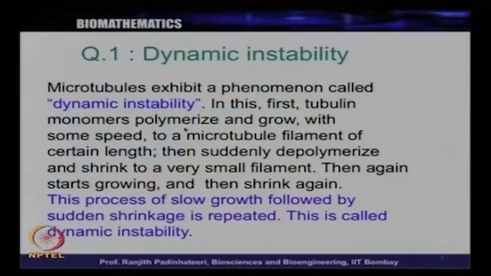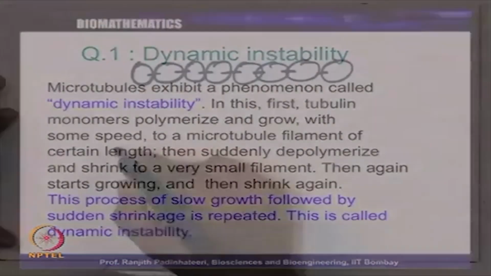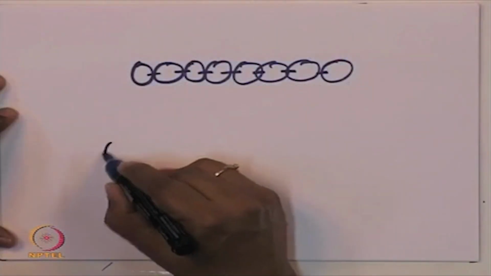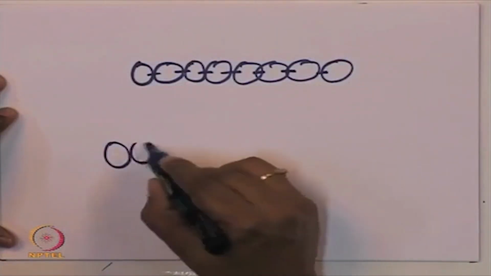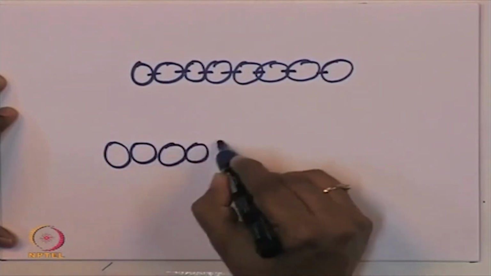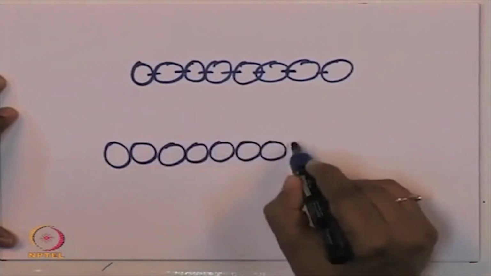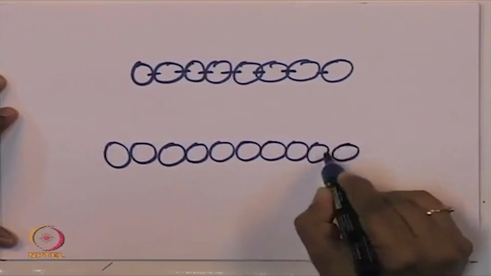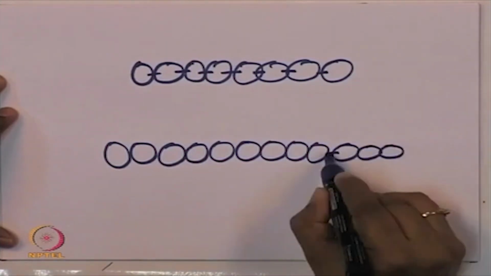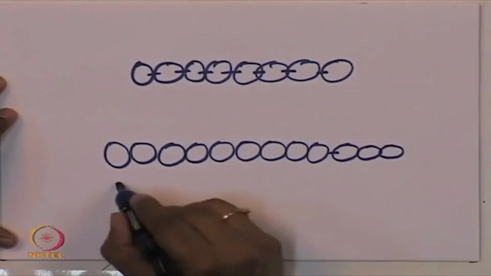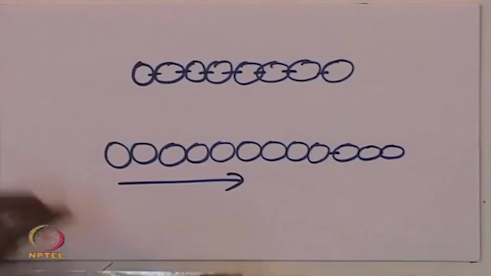They polymerize. So here tubulin monomers polymerize and grow with some speed to a microtubule filament of certain length. What happens here is that you start with one monomer, then they polymerize: 2, 3, 4. In one second a certain number of monomers are added, and then they polymerize and grow. They just keep growing like this. So that is the first part.